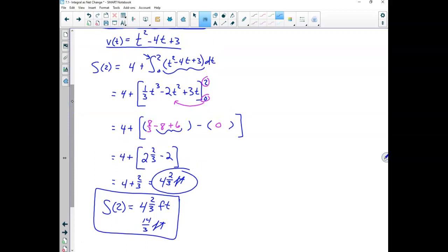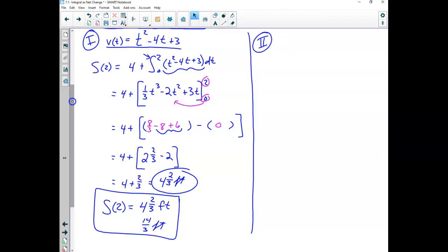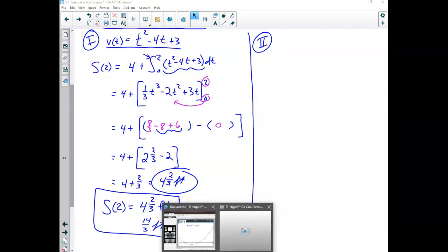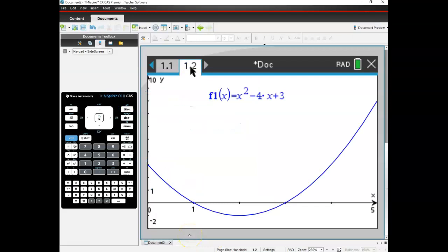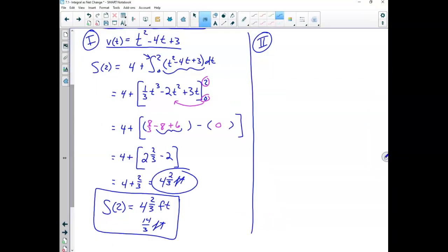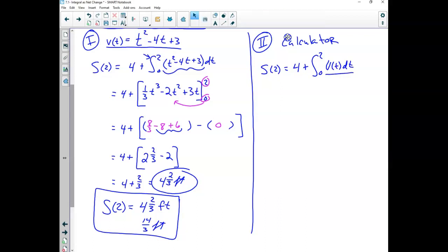We can also find this stuff graphically. Well, what do you mean? Well, this is the first way, algebraically we did it. Now we're going to do it graphically. How do I know this? Well, if I came back here to my calculator, what I can do is I can evaluate that integral. If I need to know what s of 2 is, well, I know it's 4 plus the integral from 0 to 2 of v of t dt. Well, I know I can do that. My calculator will evaluate that integral.